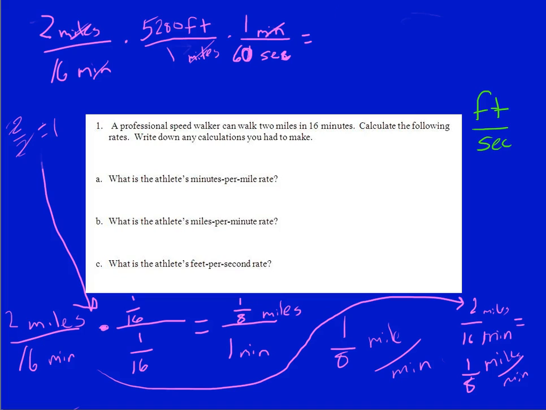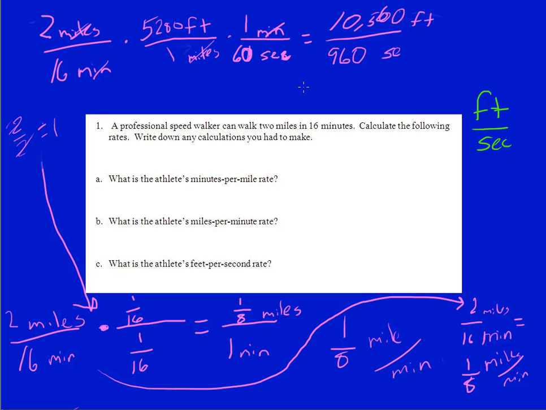equals, why do it in your head or on paper if I've got a calculator, 2 times 5,280, 10,560, and 16 times 60. We just multiply across. 16 times 60 equals 960. And so this is 10,560 feet per 960 seconds.